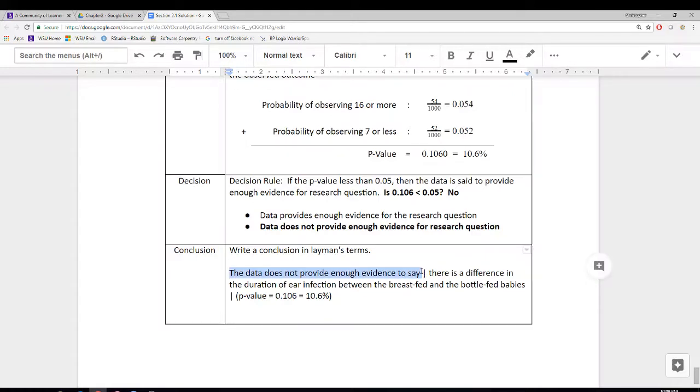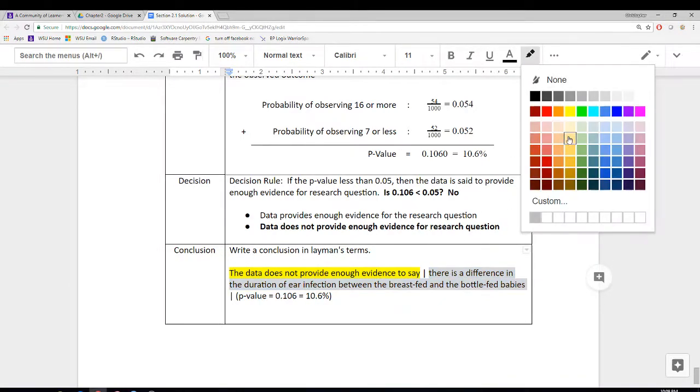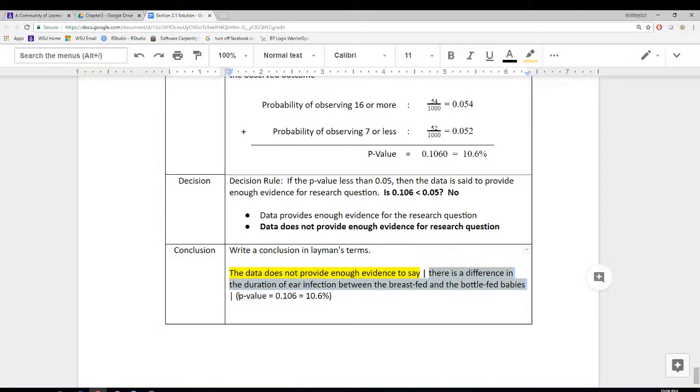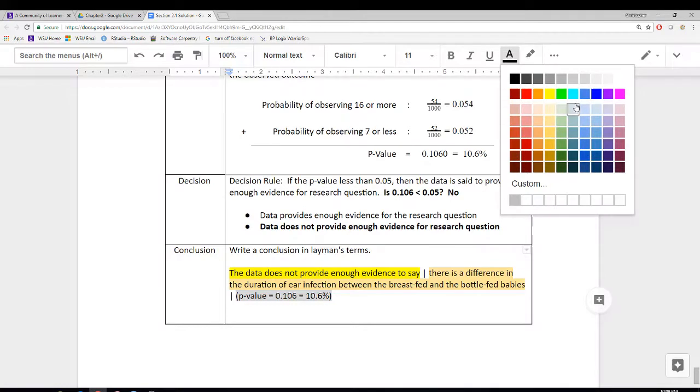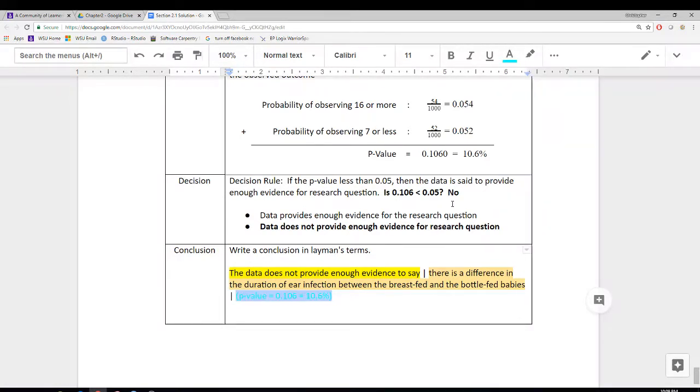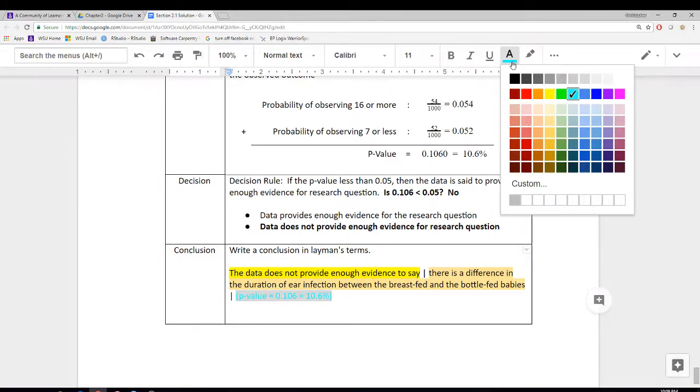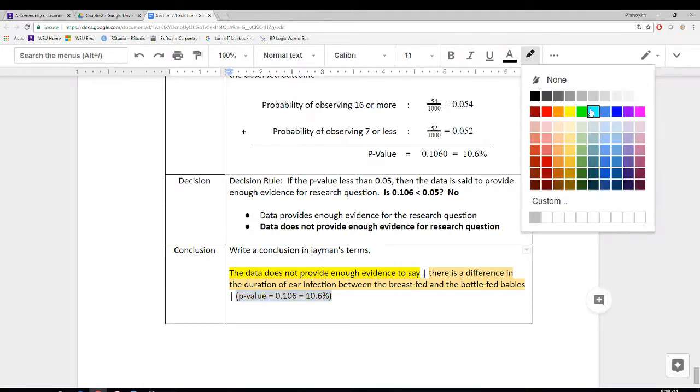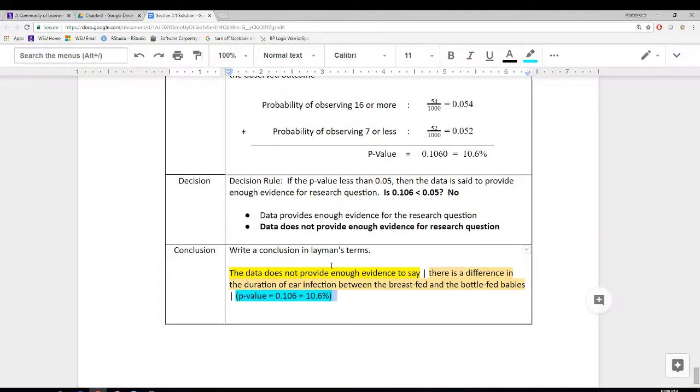Again, those are the three elements of the conclusion: the decision, the research question itself, and then the amount of evidence that you have. Those three pieces, and you have a successfully written conclusion.